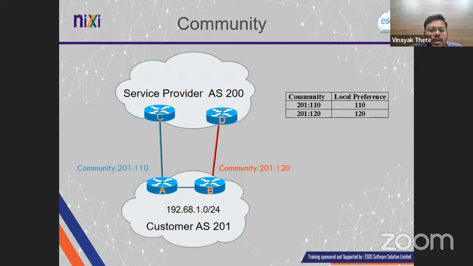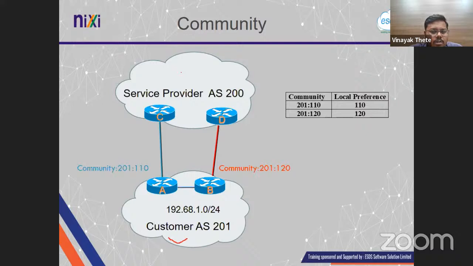So this is how the community value is being tagged for any of the routes, and we can also set the local preference value for the specific community value. Suppose this is the customer AS and this is the service provider AS, and in that case a community value is being set for both the routes.